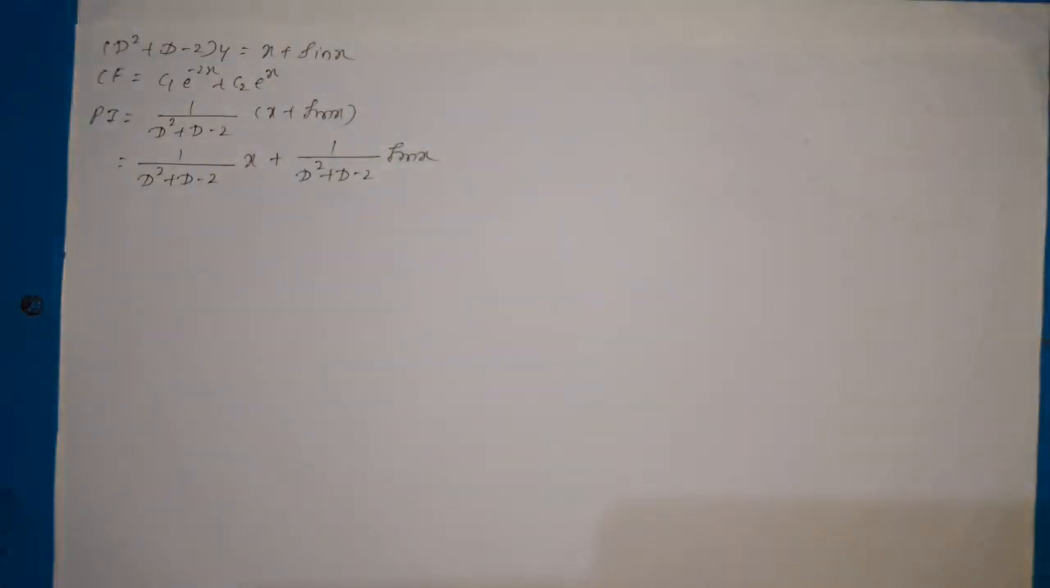The next example of this type of particular integral is D square plus D minus 2 into y equal to x plus sin x. So here the complementary function is c1 e power minus 2x plus c2 e power x, meaning the roots of this equation are minus 2 and plus 1. But in the RHS we have two functions, x plus sin x, right? It is the sum of two functions.